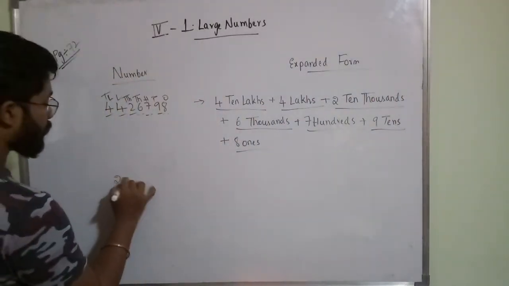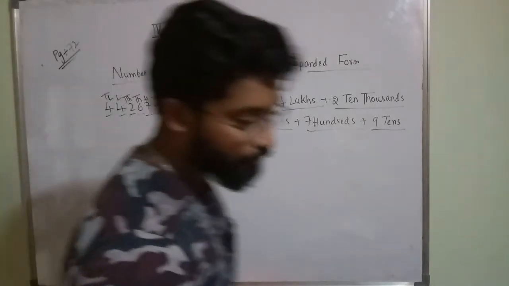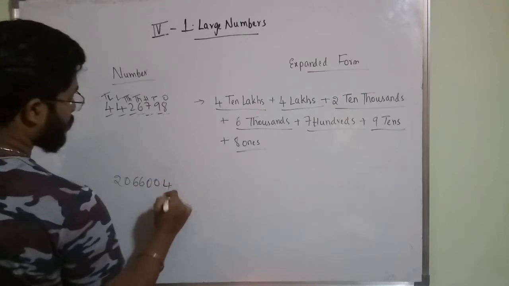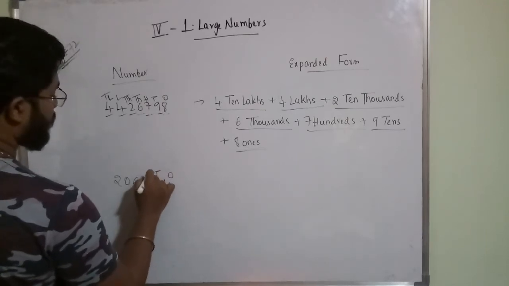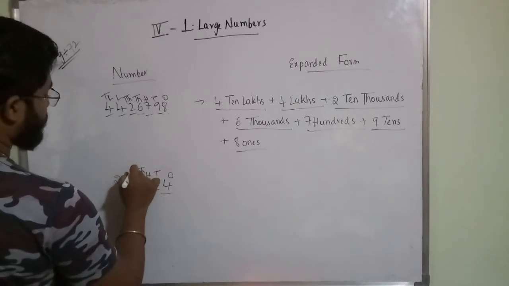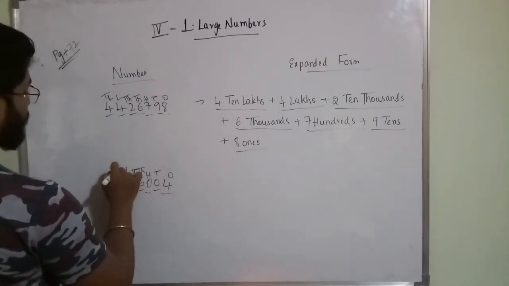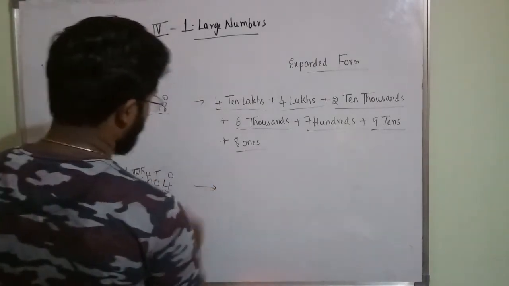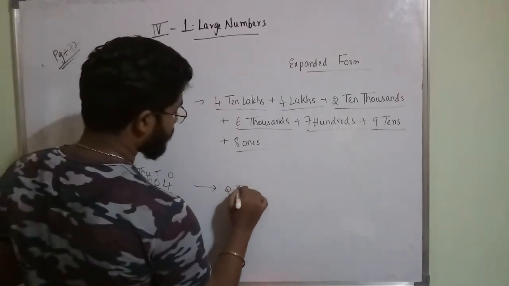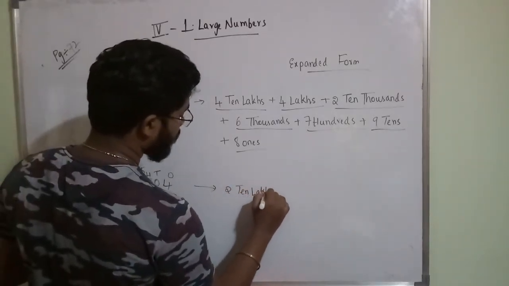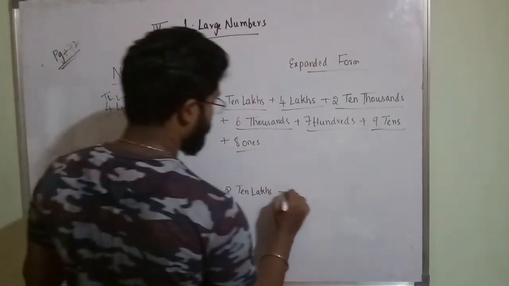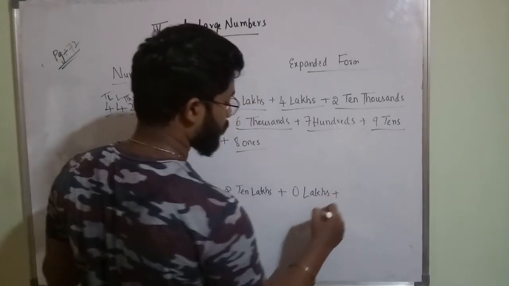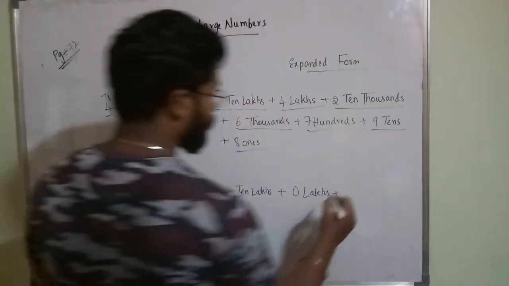Next number, sorry, 2066004. Ones, tens, hundreds, thousands. This is 10,000s, this is lakhs, this is 10 lakhs. Okay, this is a 7-digit number. Clear? So what is the expanded form? 2 10 lakhs plus 0 lakhs. If you write 0 lakhs or 0 tens, or if you don't write it also, it's not a problem.